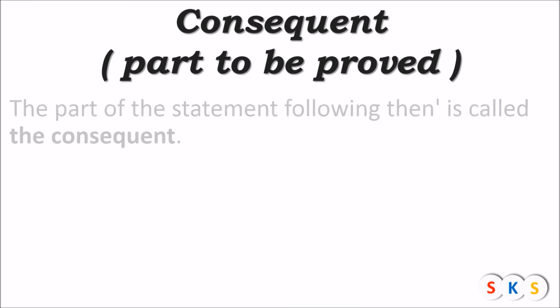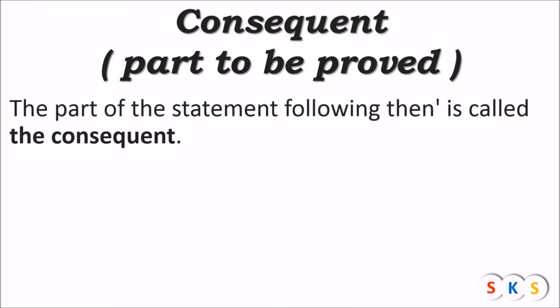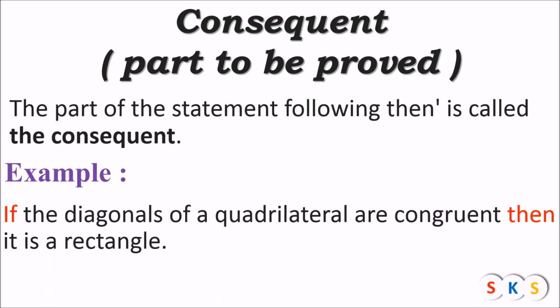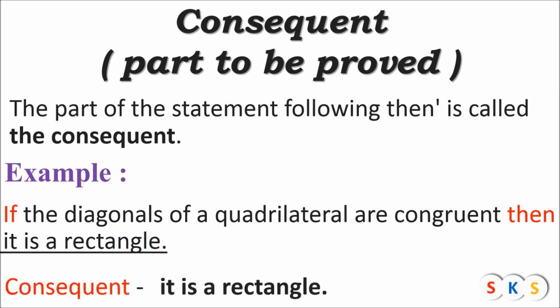What is consequent? The part of the statement following then is called the consequent. Let's see an example. If the diagonals of a quadrilateral are congruent, then it is a rectangle. Look at the underlined part of the statement. This underlined part follows the word then. Therefore, the consequent in this statement is it is a rectangle. Consequent is also known as the part to be proved.